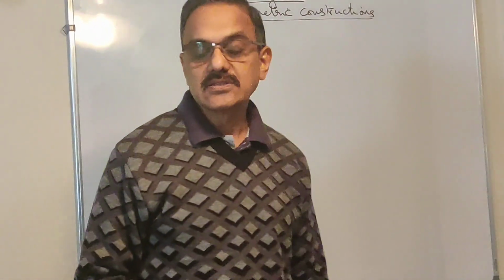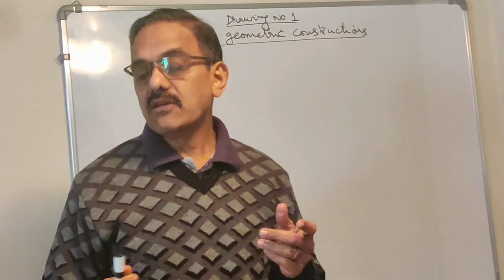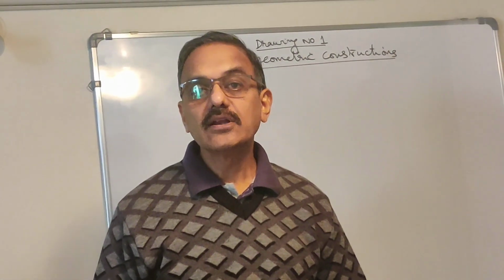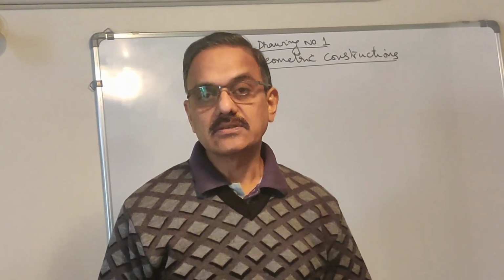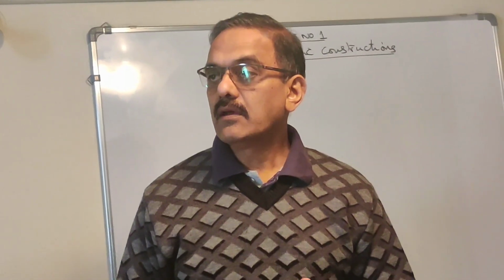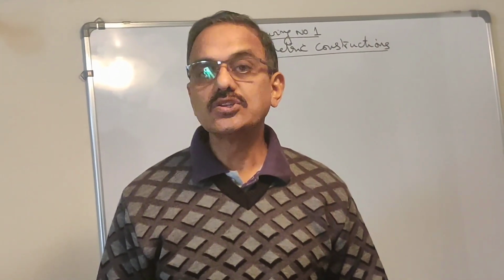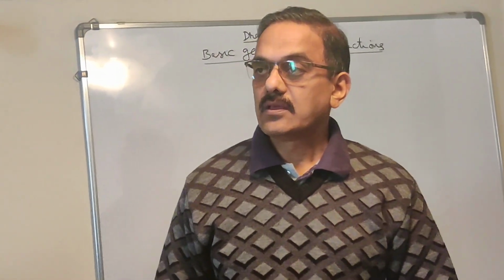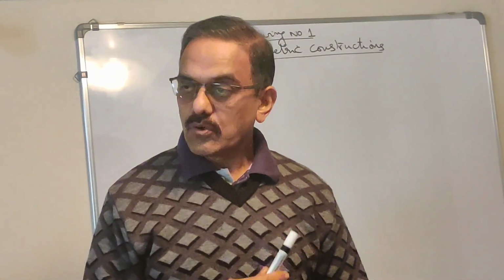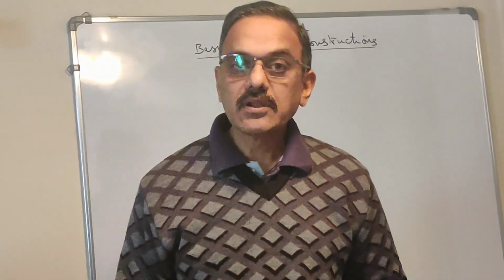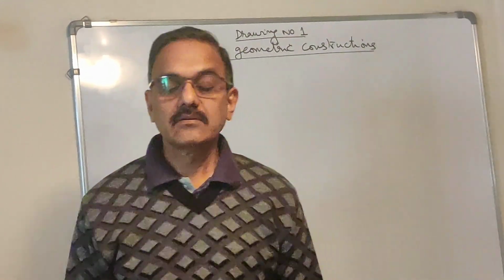What is the first exercise? The first exercise is this. Let us say you are given a line of length 70 mm and I want to divide it into 6 equal parts. 70 mm is the length of the line. Normally, all the dimensions that we use in engineering graphics will be in millimeters, not in centimeters. So you are going to see that. So I have a line of length 70 mm and I want to divide it into 6 equal parts.